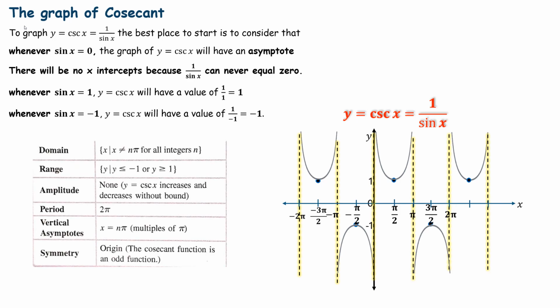And here are all the details about the cosecant graph. The domain is x not equal to n pi. Those are multiples of pi, and those are the places where sine is always 0. You can never have an x value that makes sine 0. For the range, this is going to be 1 and greater or -1 and less. It can't be in that area between -1 and 1. Also, there's no amplitude here because it just increases without bound. The period is 2 pi, like we just said. The vertical asymptotes happen at multiples of pi because that's where sine is 0. And like I said, it is an odd function.